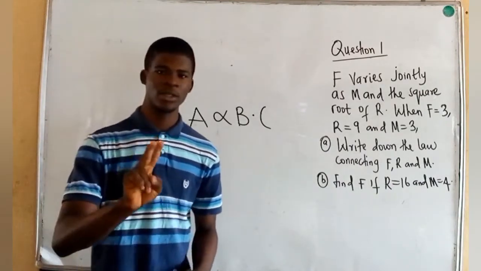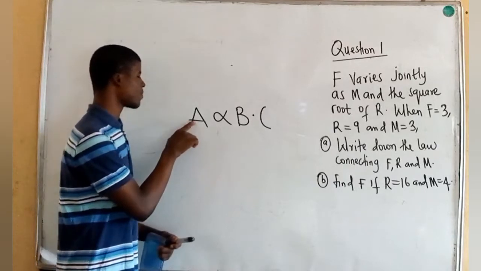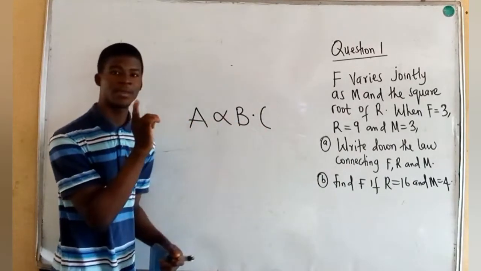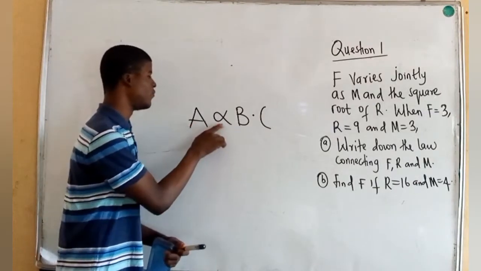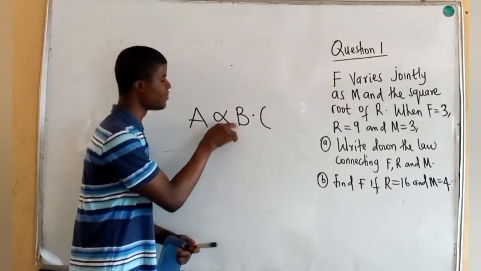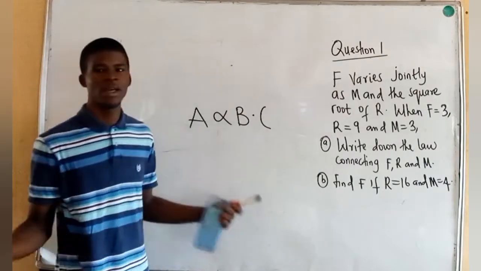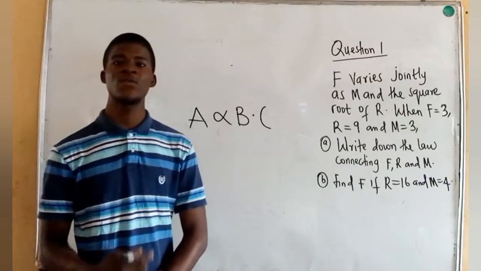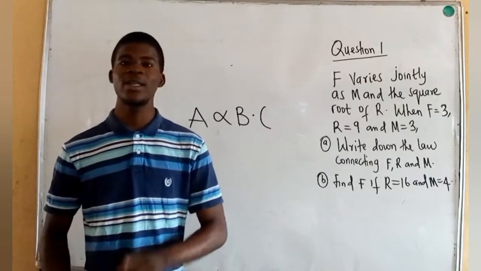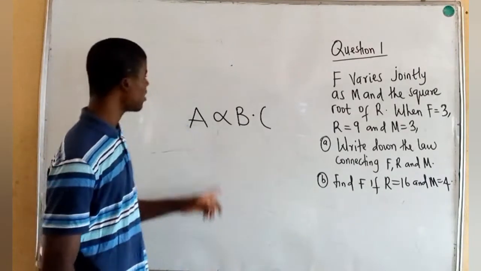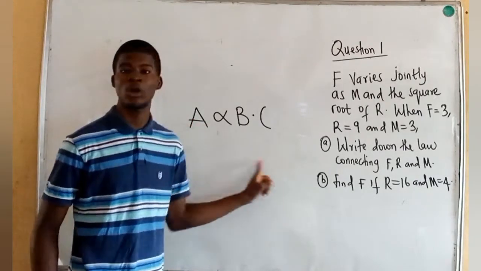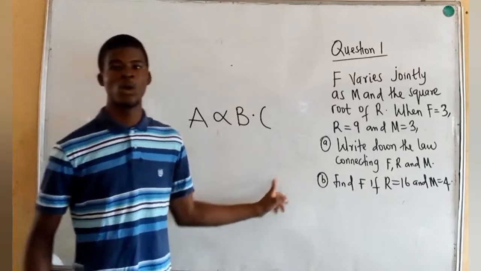I just said two things. I said A varies jointly as B and C, and at the same time, A varies directly as the product of B and C. They mean the same thing. So when a quantity varies jointly as other quantities, you write it as the first quantity varies directly as the product of the two other quantities.